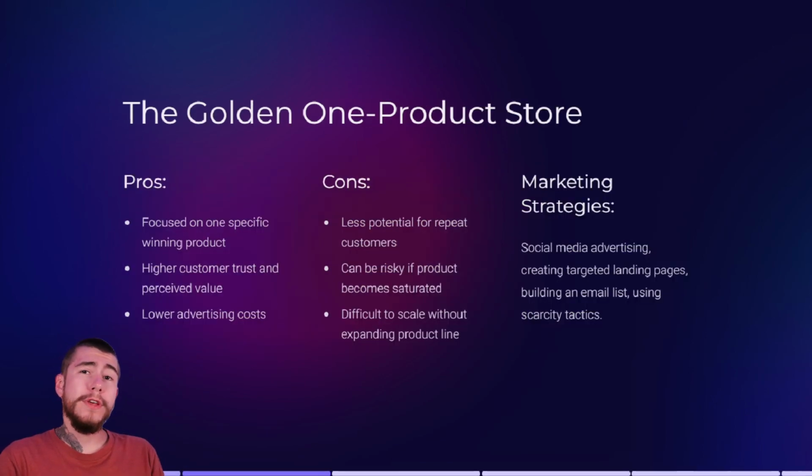Alright, moving over to the famous one product store. The pros of running a one product store are focused on one specific winning product that you guys have already validated through your research. You guys have higher customer trust and perceived value through all of the branding elements that you set up beforehand. And typically you have lower advertising costs, if any advertising costs at all, with one product stores, because you see a lot of TikTok organic where they're running one product stores on TikTok and just making a killing by doing so.